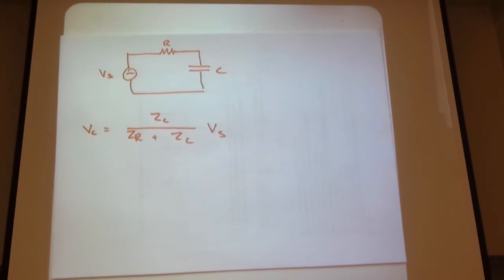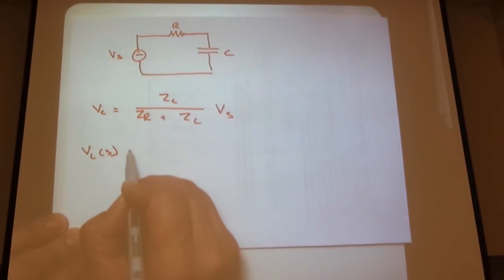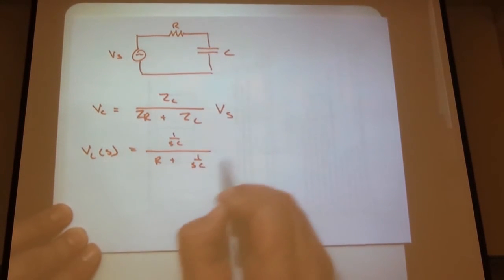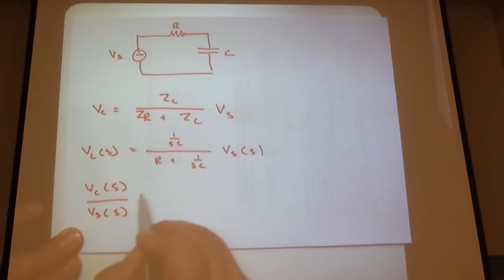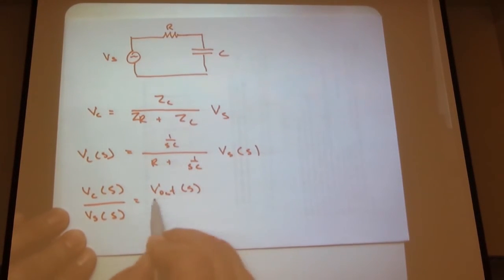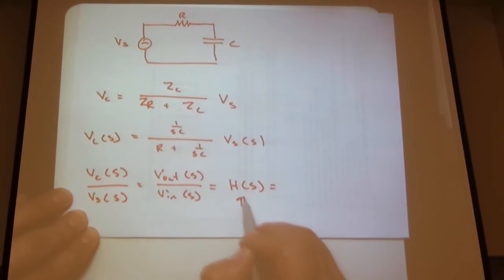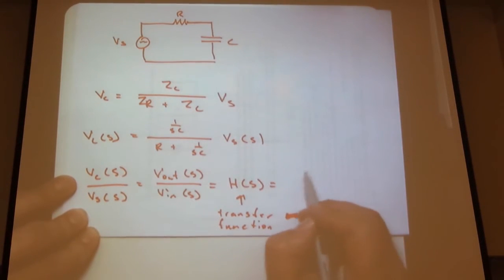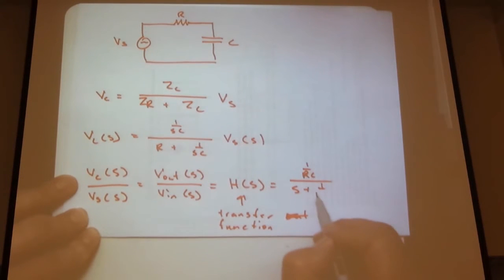One of the things we did in the last class was V out of s equals 1 over sC over R plus 1 over sC times V source of s. We did a little division. We called this V out of s over V in of s equals something called the transfer function, which is the ratio of the output to the input. In this case, 1 over sC over R plus 1 over sC, and if I do a little bit of rearranging, I can write this as 1 over RC over s plus 1 over RC.